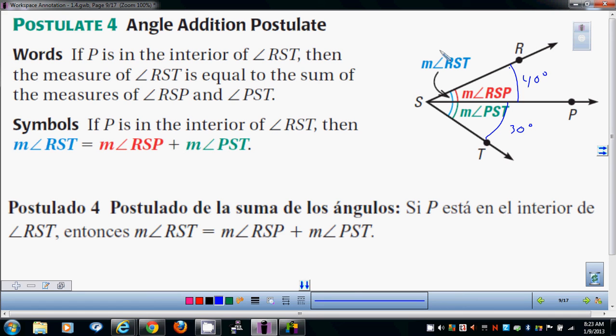If two angles are adjacent to each other and they're connected along a common vertex and side, then you can just add them together. And that's your angle. So, that's all the angle addition postulate is. Are there any questions about the angle addition postulate before we look at an example?